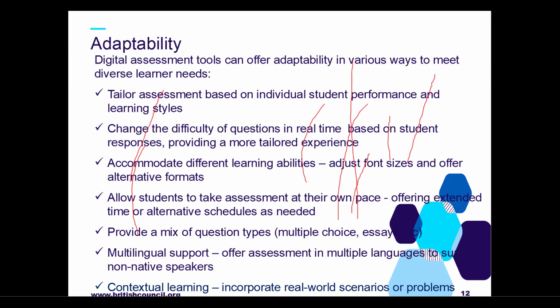So accommodate also different learning abilities, adjust font sizes, and offer alternative formats. This one is about the presentation, the general presentation, the fonts, the color. Let me continue talking about Kahoot, which most of us understand, where you use blue for the first answer, red for the next answer, yellow, purple. You see, you keep varying so that the learners can follow.